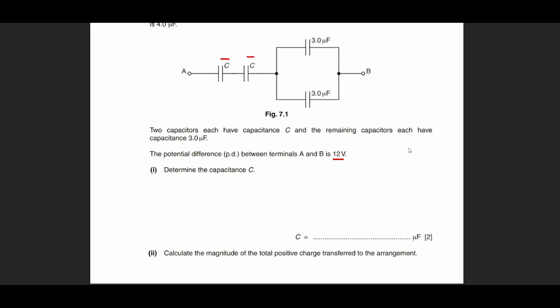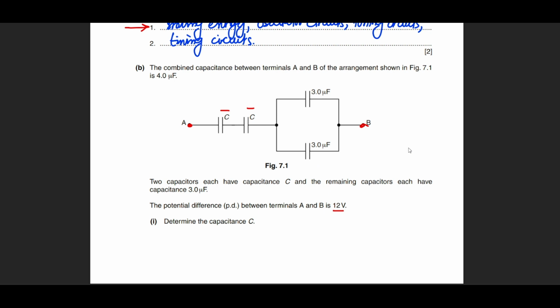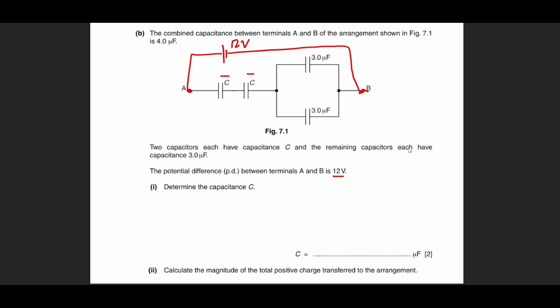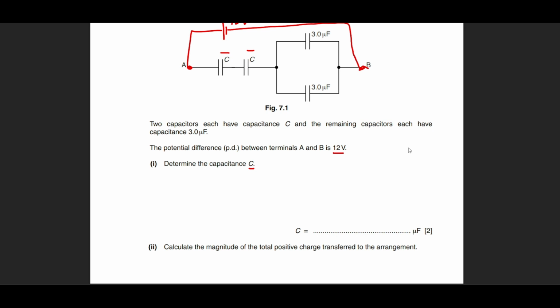So it tells me that the potential difference between terminal A and B is 12, which means that there is a 12-volt battery connected between these two terminals. The battery is 12 volts. And he tells me that there are 3 microfarad capacitors. It tells me to find the value of C.